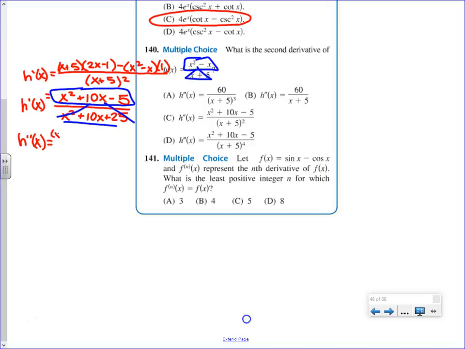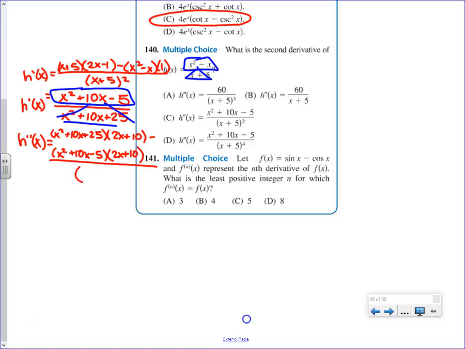Bottom times derivative of the top. The bottom is x squared plus 10x plus 25, and the derivative of the top is 2x plus 10, minus top times derivative of the bottom. If you square that, then you get x.